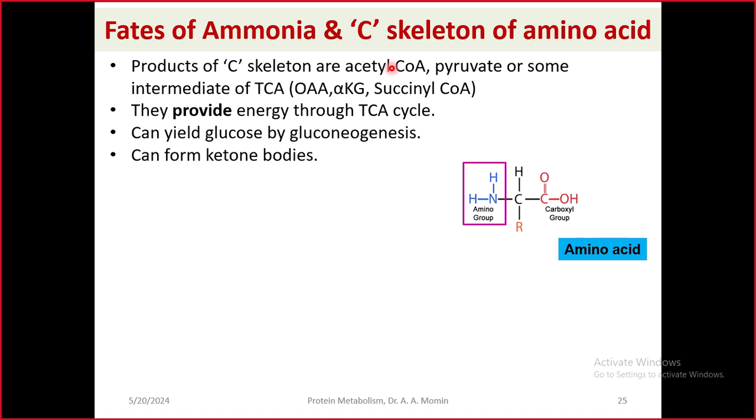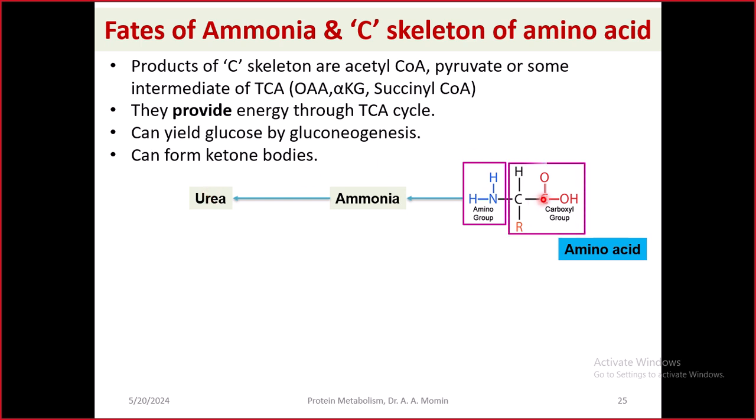So as we know, amino acids have an amino group. This amino group is separated by transamination and deamination in the form of ammonia, and this ammonia is toxic to the body. It mainly has a toxic effect on the brain. So this ammonia needs to be detoxified, and by way of the urea cycle, this ammonia is converted to urea, and this urea is comparatively non-toxic and soluble, so it can be easily excreted in the urine.